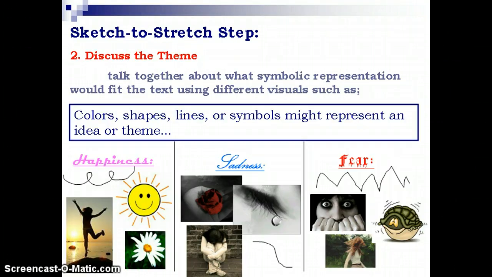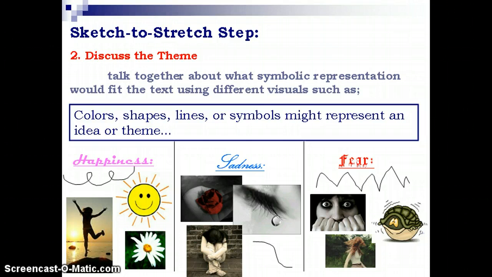Which brings us to step number 2. As a group, you're going to discuss the theme. You're going to talk together about the symbolic representation that would fit the text using different visuals, such as colors, shapes, lines, or symbols that might represent an idea or theme from the text. Here are some ideas below, discussing some things that you might symbolically represent when reading a story.